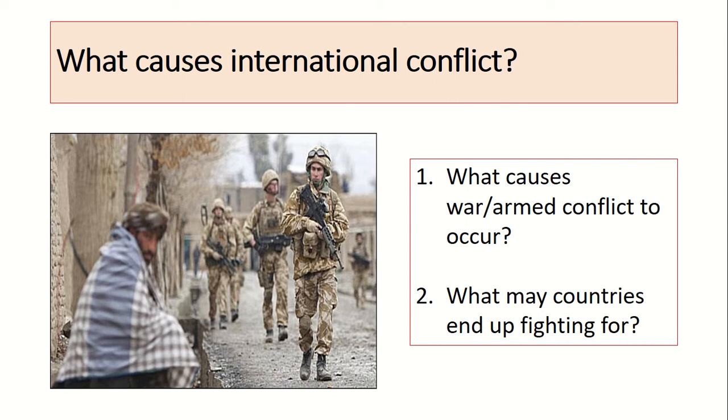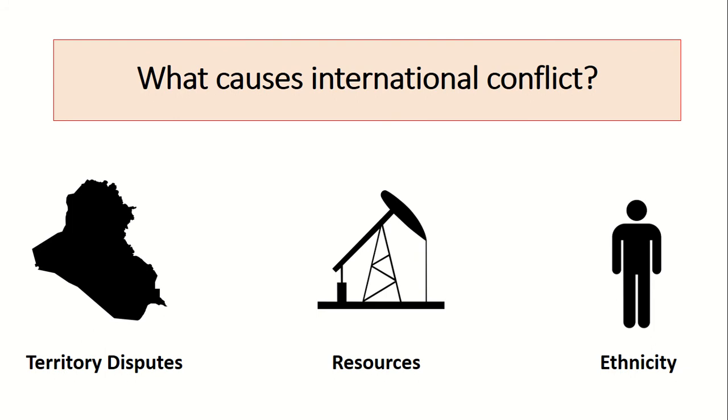There's lots of reasons why wars break out, but today we're going to focus on three main ones, and those are as follows. They're going to be territorial disputes, conflict over resources, and something called ethnicity. Now, the word ethnicity you may not have come across before. We'll look over that. Resources we have already looked at in terms of the Arctic. I'm going to recap that.